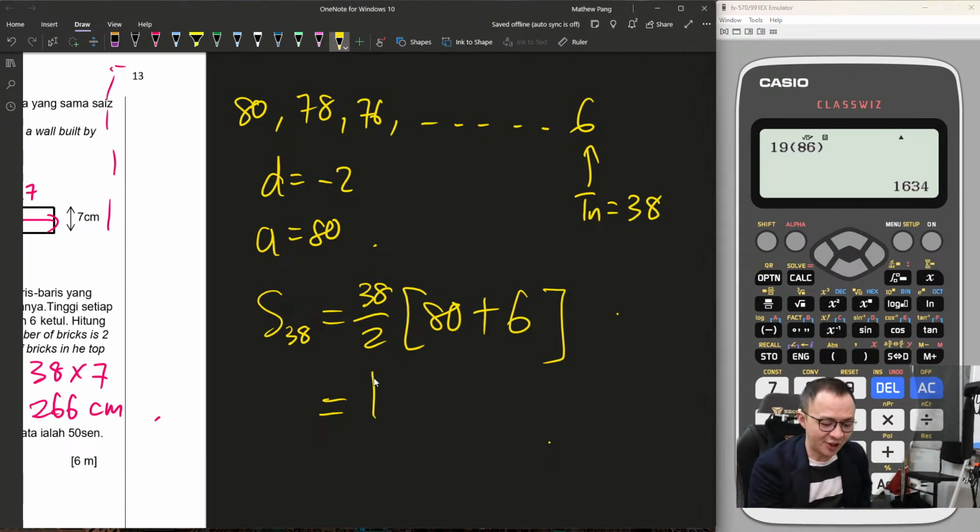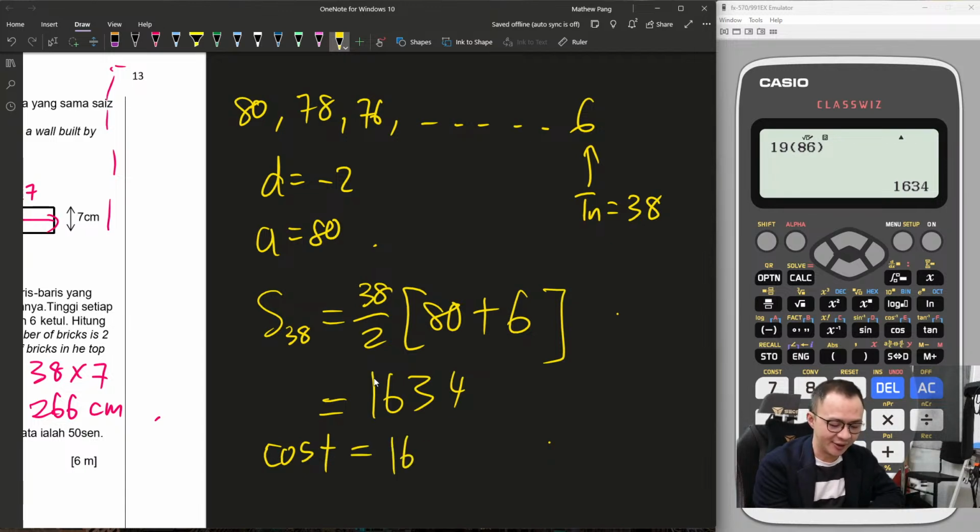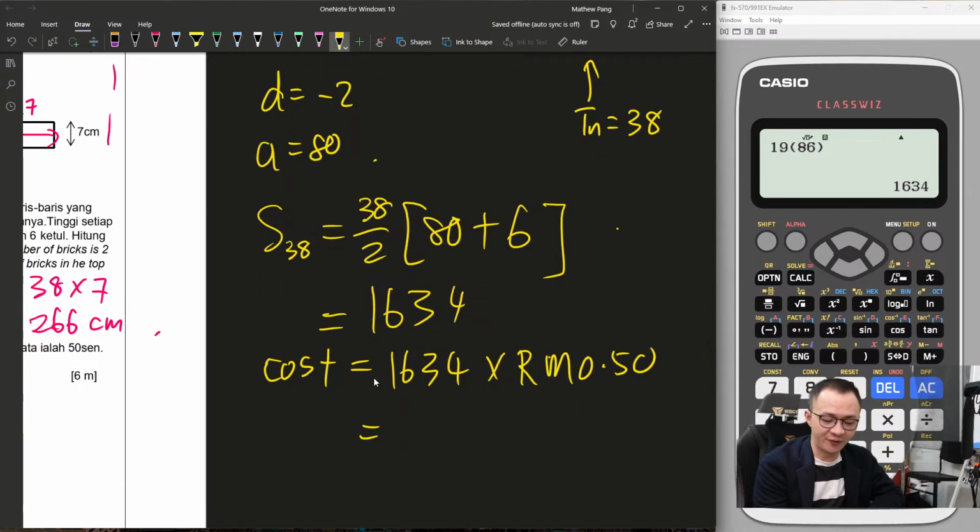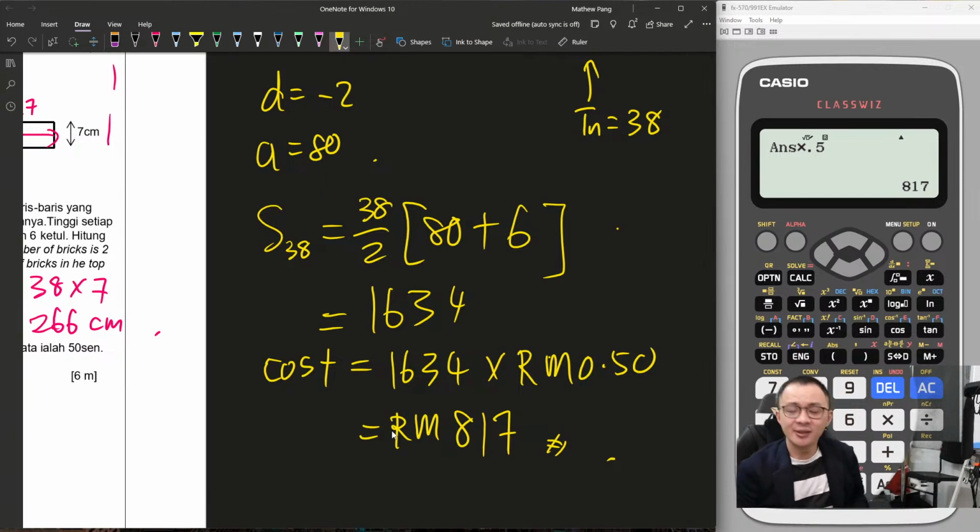So in total I should have 1,634 bricks here. And each brick costs me about 50 cents, isn't it? So you take this one, multiply by RM 0.5, or 50 cents, multiply 0.5. So it will cost me about 817 ringgit. Okay, it shouldn't be too hard as long as you know you want to find the total number of bricks. This one should be quite easy and straightforward.